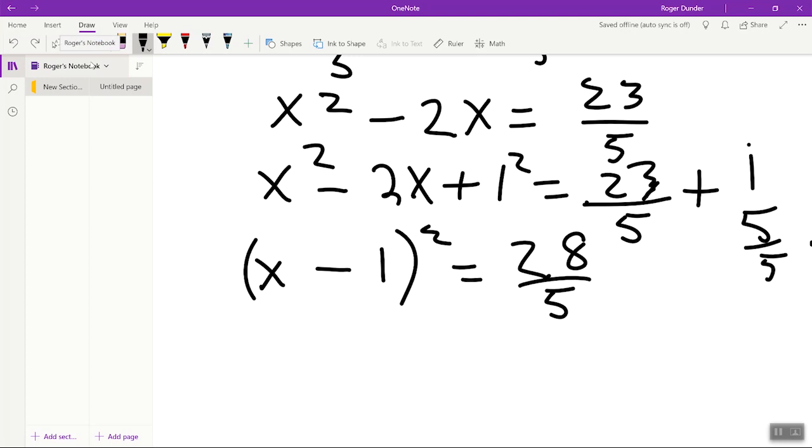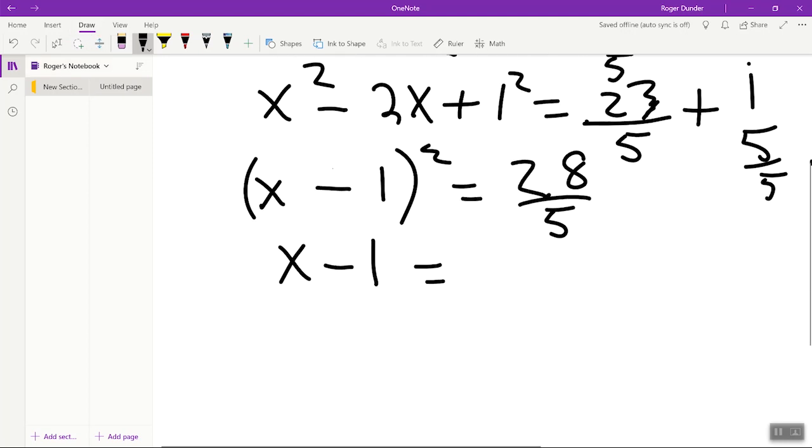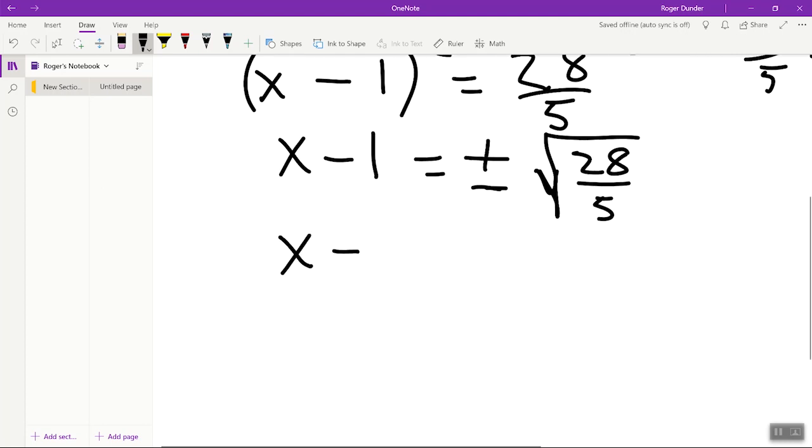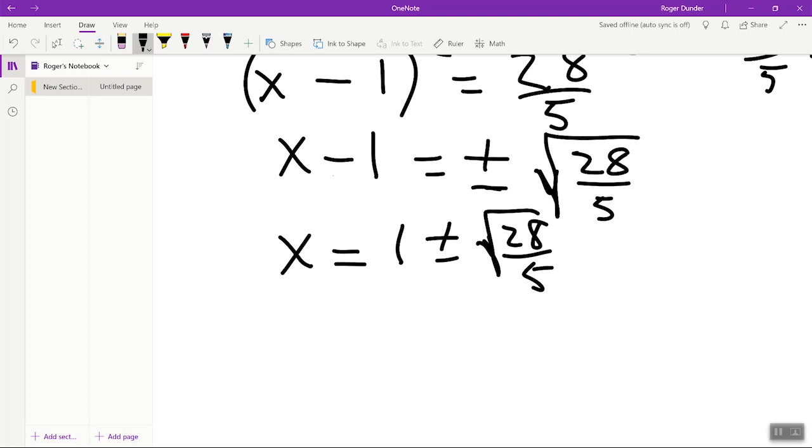Now on the left side, when I take the square root, I just get x minus 1. And on the right side, when I take the square root of that, I will get plus or minus. Remember, you have to do both roots, the principal root and then the other root as well. The square root of 28 over 5. And when we solve for x, then we will have x is equal to 1 plus or minus the square root of 28 over 5. So 1 plus square root of 28 over 5, 1 minus square root of 28 over 5.